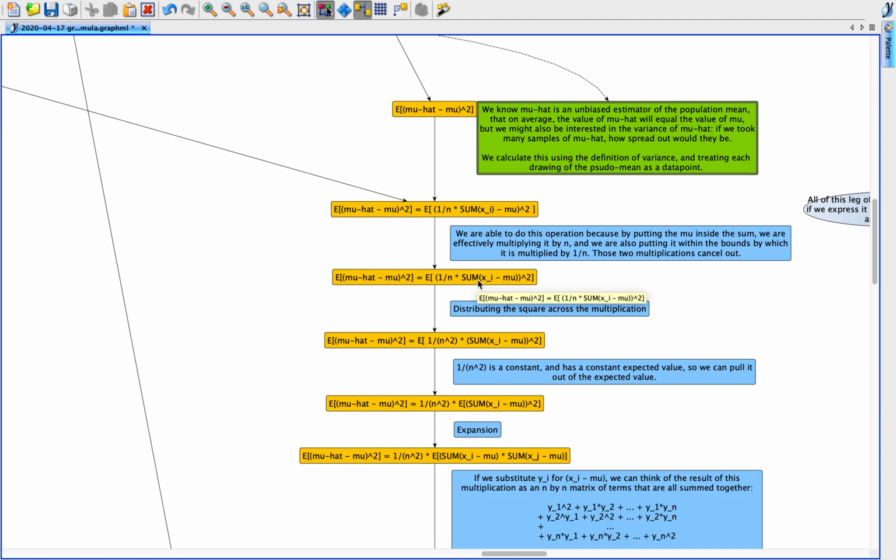And so we start with the expectation of mu hat minus mu, squared. The squared is inside the expectation. And then what happens next? Mu hat minus mu, squared.